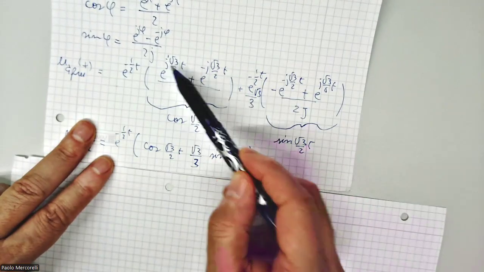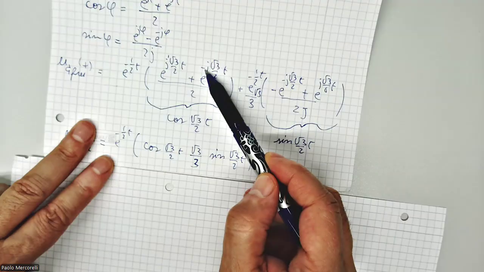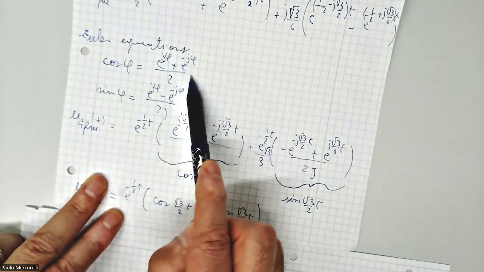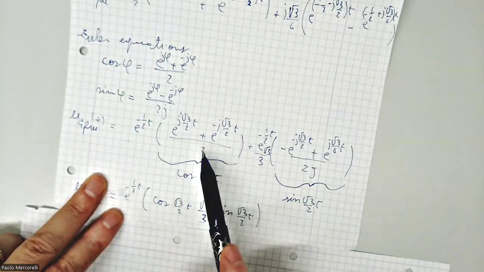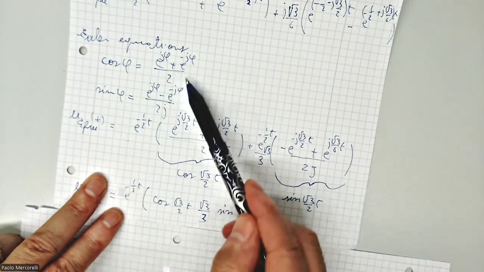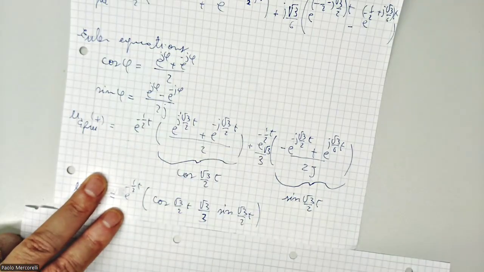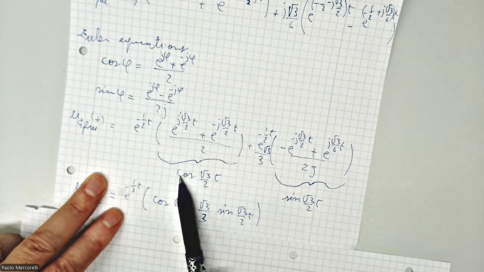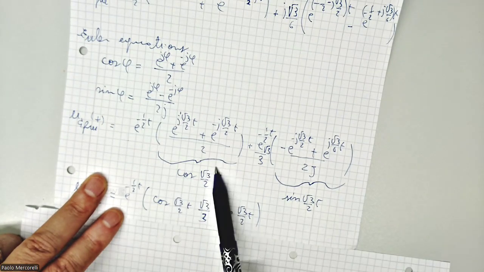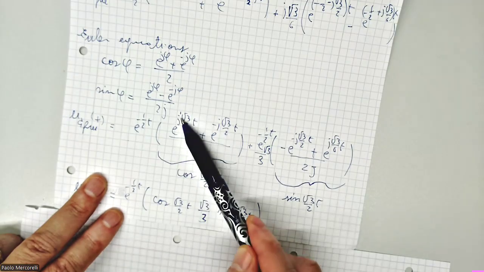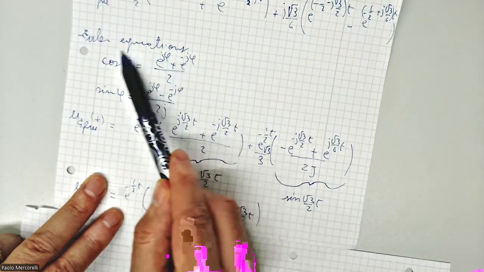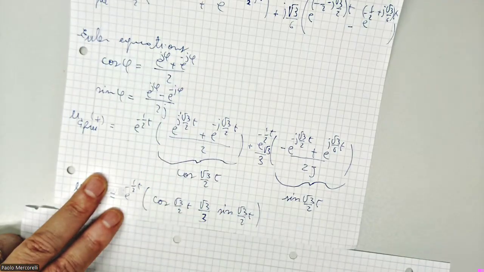Once with plus, once with minus. Exactly like here. Exactly like here. Plus is also plus here. 2 is also 2 here. This means I can write, if these two equations are valid, cosine of root of 3 divided by 2 multiplied by t, cosine of phi, because our phi is root of 3 divided by 2 multiplied by t. Look at this equation. What about the rest?